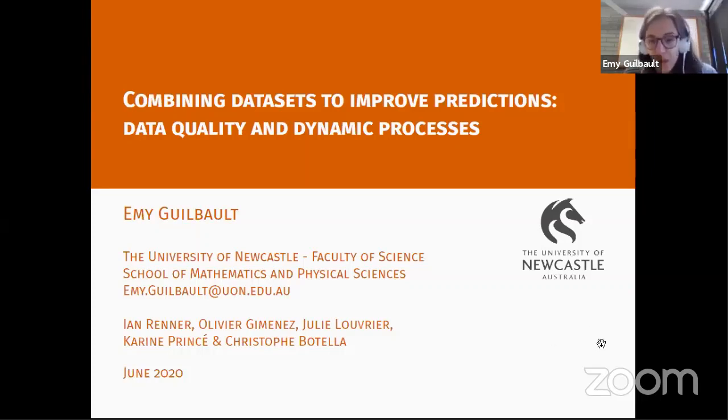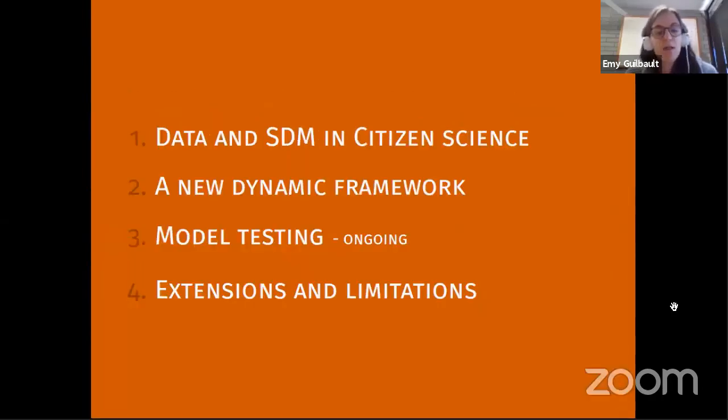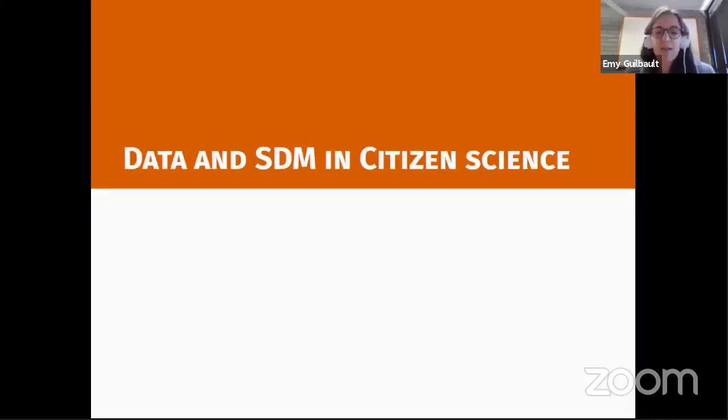So we're going first to talk about the type of data that we use in citizen science and the use of species distribution modeling. Then I will introduce our new dynamic framework and the ongoing model testing. And I will end by talking about some extension and limitation to this approach. So let's talk about citizen science.